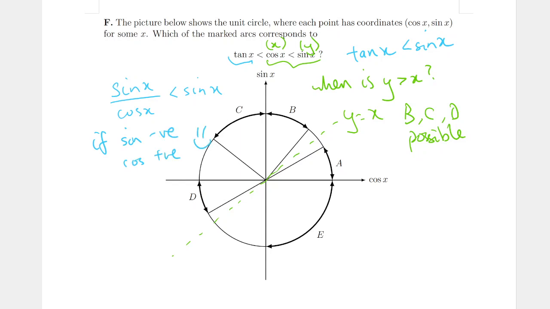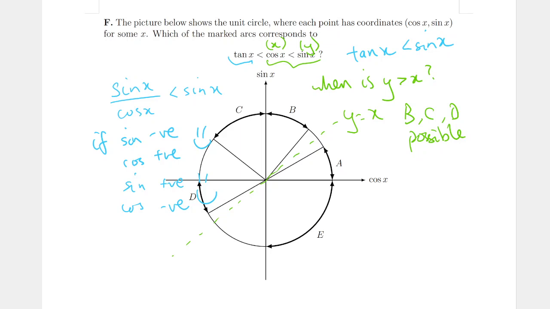Any other scenarios that we'll be happy with? We could also go sine positive and cos negative. Same logic as what we had up there, so that's also okay. If sine and cos are both positive, at the start we said that's impossible because dividing by a number between 0 and 1 makes it bigger. If sine and cos are both negative, then the tangent will be positive and the sine is negative, so that doesn't make sense at all.